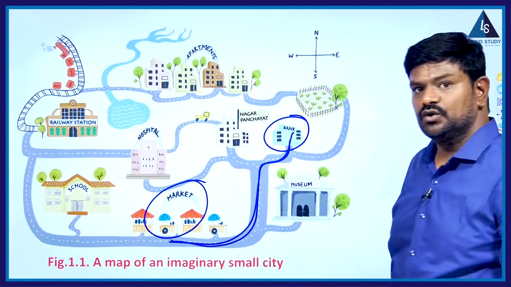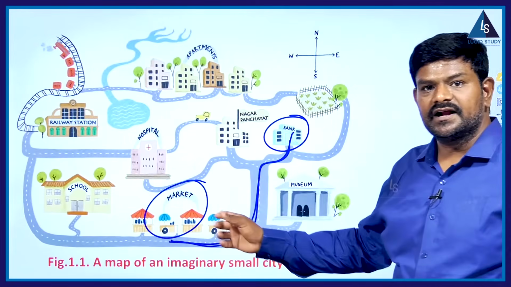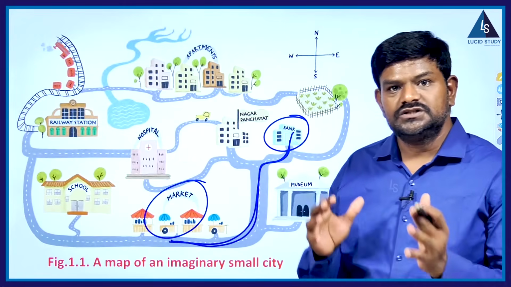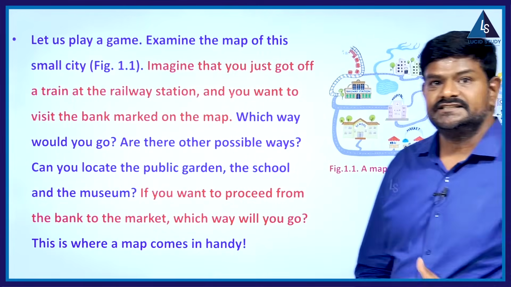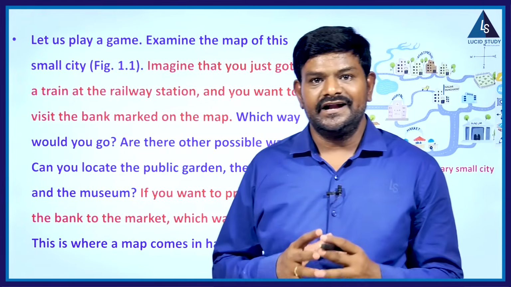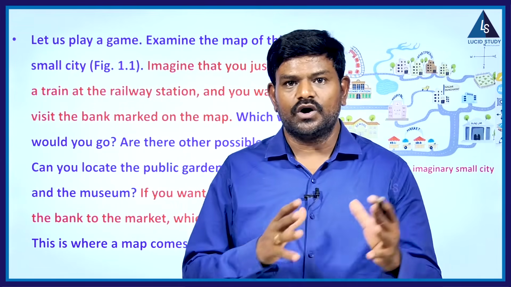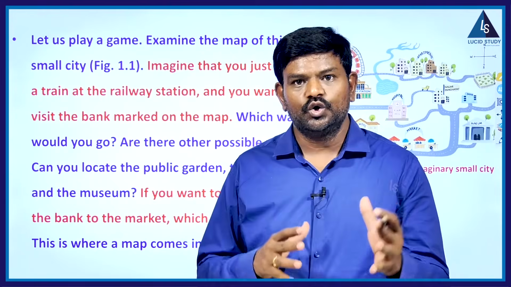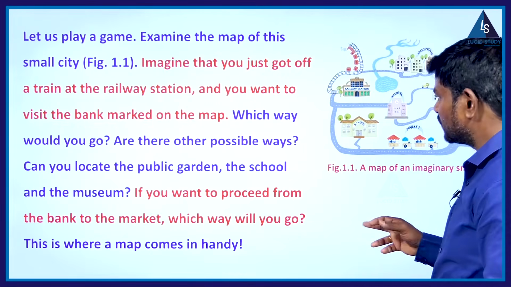So you will definitely go. Though there are other ways to roam around and come to the market, you will definitely choose the best possible shortest way. Now, did you understand? This is where a map comes in handy. If you hold a map in your hand, you will definitely reach whatever place you want to go very easily. This is the most important feature of the map.